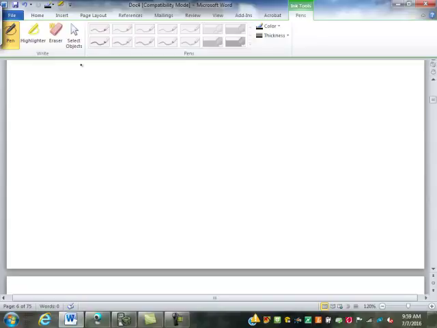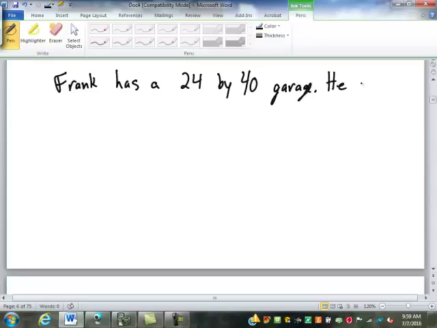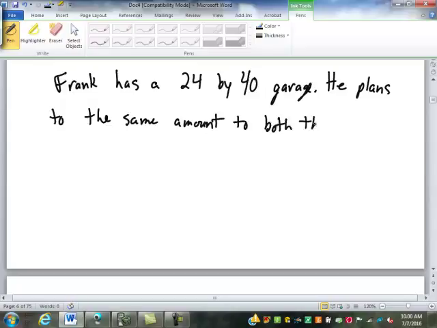So let's step into something now that might look a little bit different. If Frank has a 24 by 40 garage, he plans to add the same amount to both the length and width. To double the perimeter.